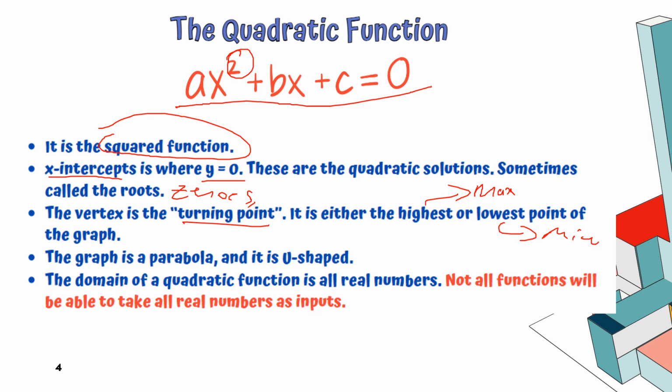The graph is called the parabola. It's U-shaped. And the domain of the quadratic function is going to be all real numbers. For this course, we're writing that as ARN. Not all functions will be able to take all real numbers as inputs. In this class, they will because it's quadratic, but at some point in your mathematical journey, you may have to do what's called limiting the domain. You won't do that today. This is just foreshadowing.